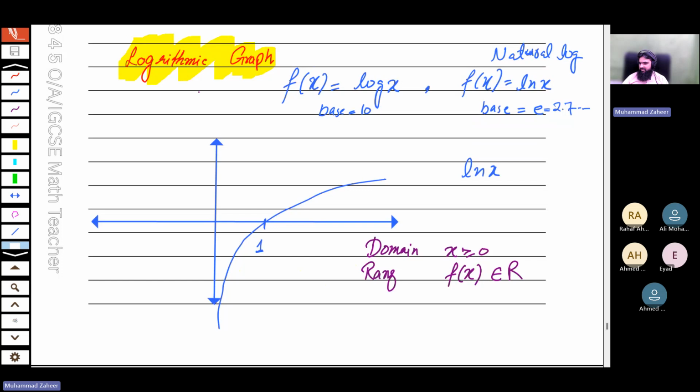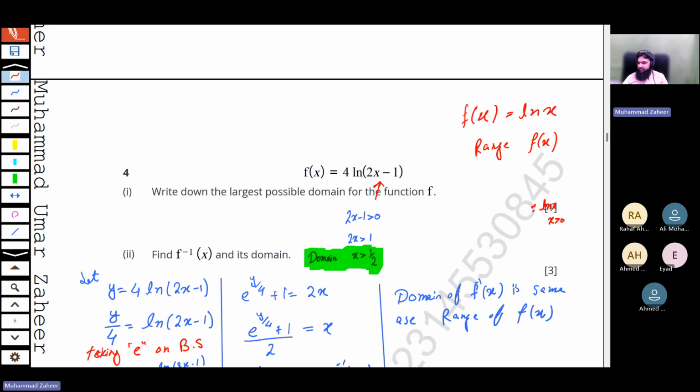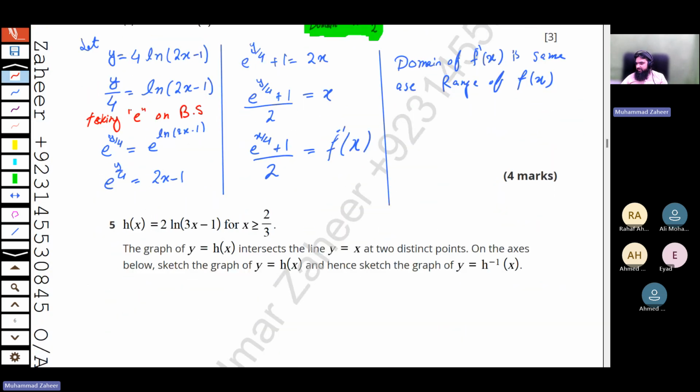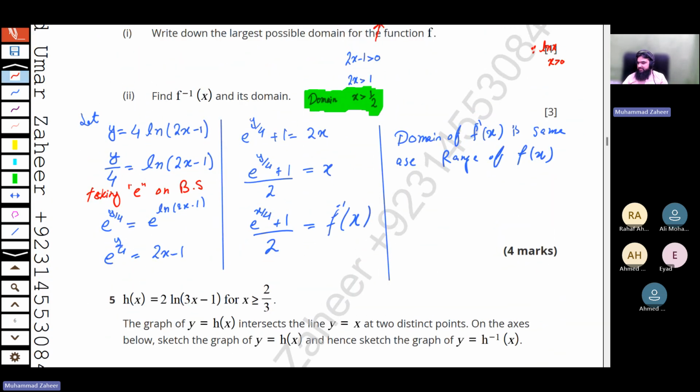Look at here. We have a logarithmic graph, and we are going to talk about the domain and the range. I told you the domain is going to be x greater than 0, and the range is all real numbers. So the domain of the inverse is all real numbers, and here we are getting all real numbers as well. It means that the range of f of x is all real numbers.